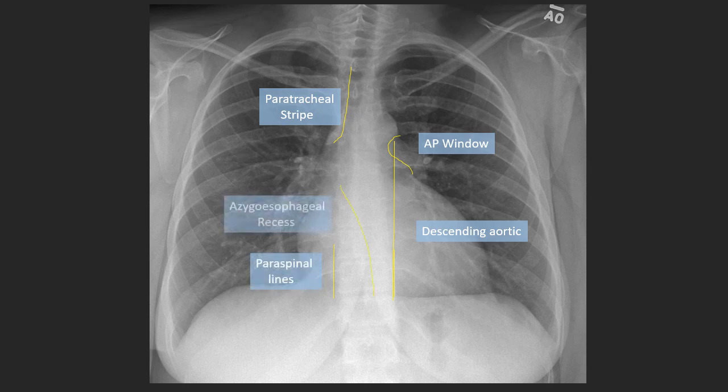Lastly, we have something known as the azygoesophageal recess. This line runs from superior to inferiorly, right to left, and is concave facing the left lung. If you see that this line is being pushed to the right, that generally means that there's something within that region, such as left atrial enlargement, a bronchogenic cyst, or even a very large hiatal hernia.